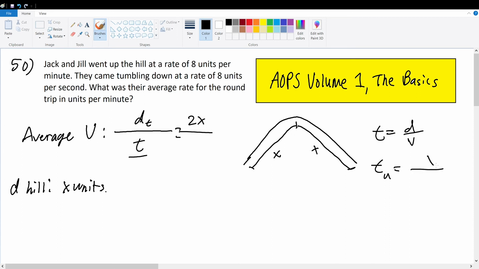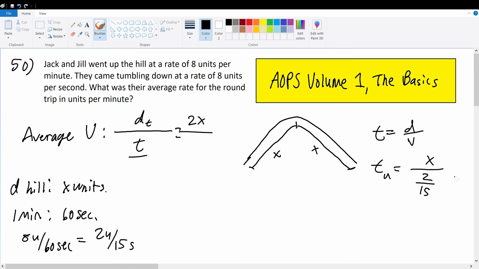Well, the distance, we assumed it to be x. And what was their velocity? Well, their velocity was 8 units per minute. But for simplification, I'm going to convert it to seconds. So 1 minute is equal to 60 seconds. Therefore, when they were going up the hill, they were going up at a rate of 8 units per 60 seconds, which is also equal to, if we divide both sides by 4, 2 units over 15 seconds. So their time was x divided by 2 over 15, which can be simplified to 15 over 2x seconds.